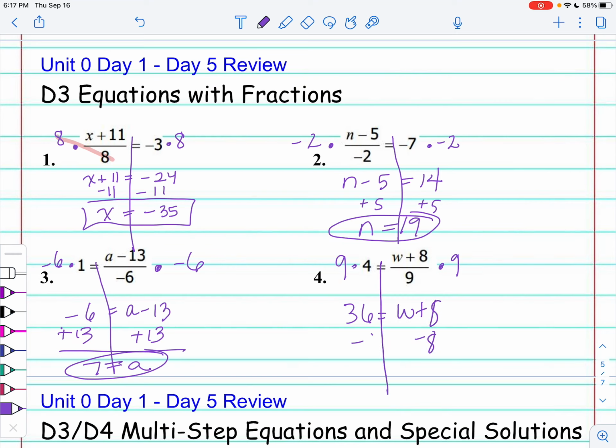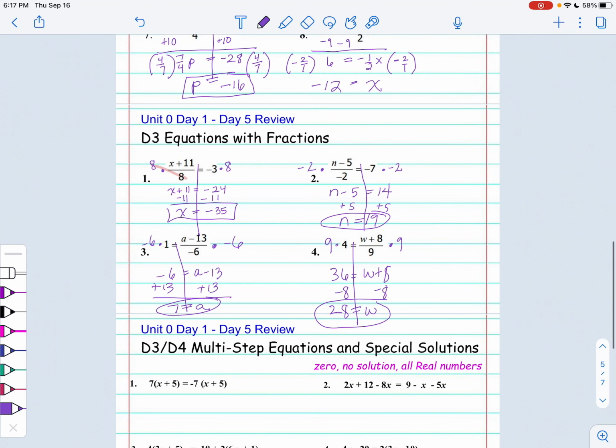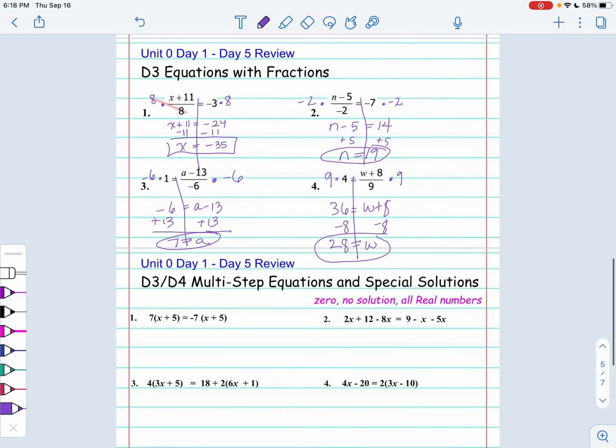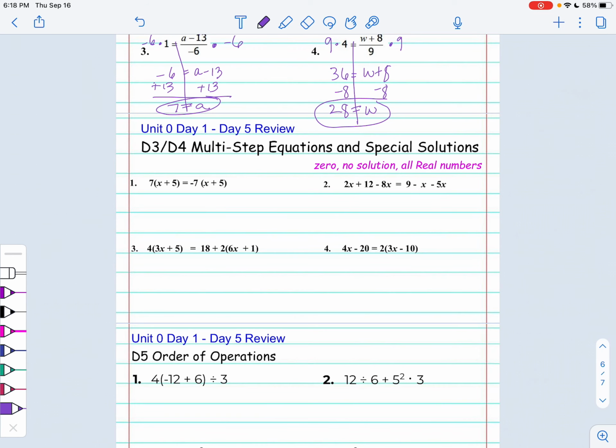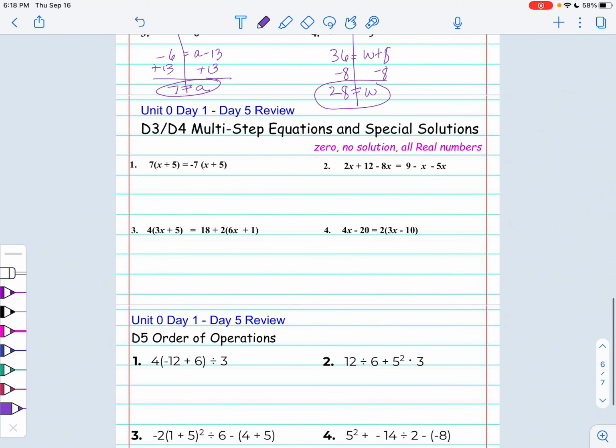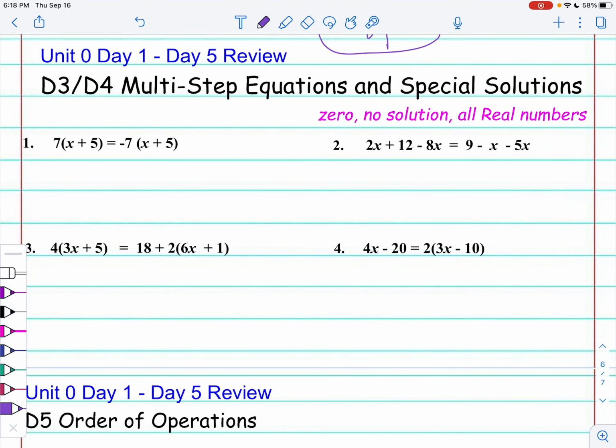Subtract 8, so I think I get 28. Not using my calculator, you guys are going to want to check my work there. Okay? And then we talked about day 4. We had those special solutions, and there was one on the day 3 assignment. So hopefully you remember that. Okay? So we're on the lookout for this. 0 is an answer, right? X equals 0. No solution is when we get false. And all real numbers are all solutions is when we get true.